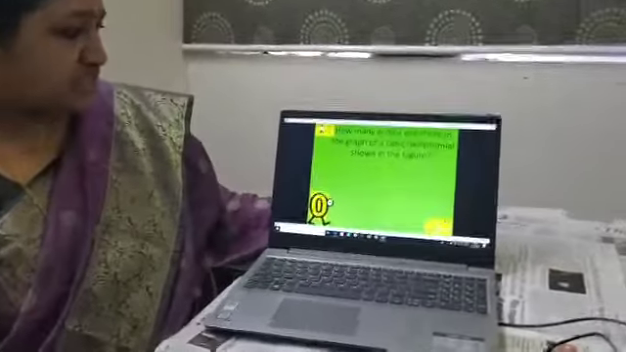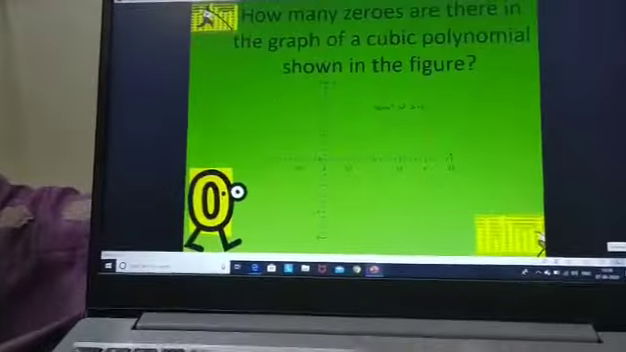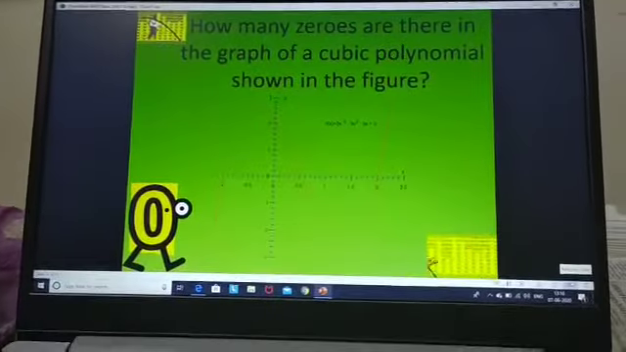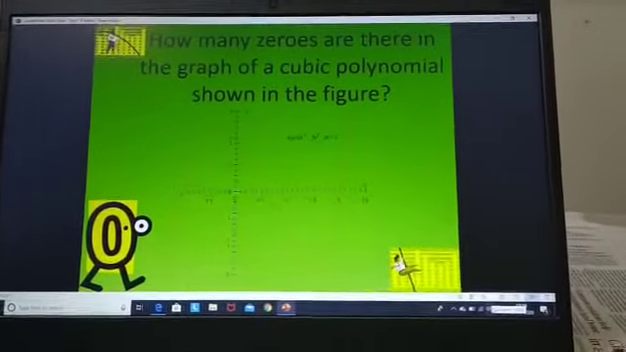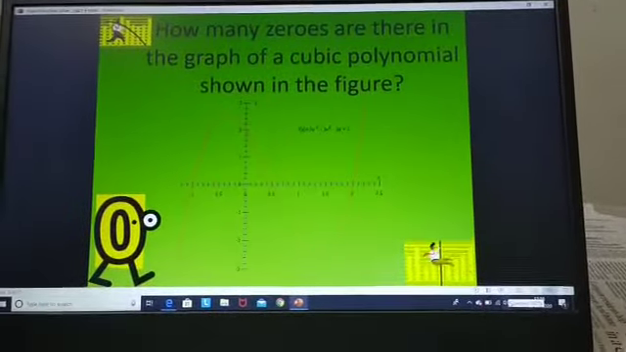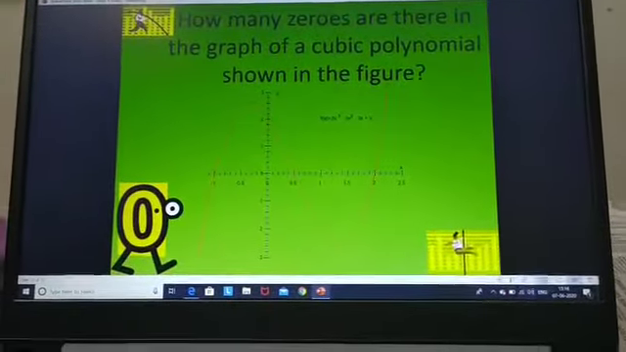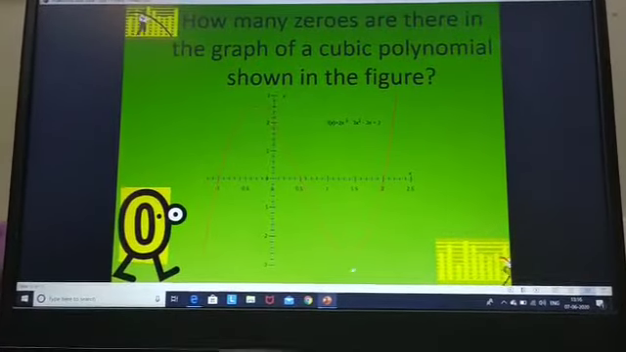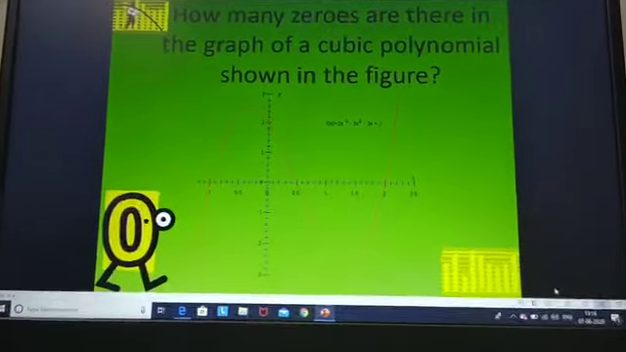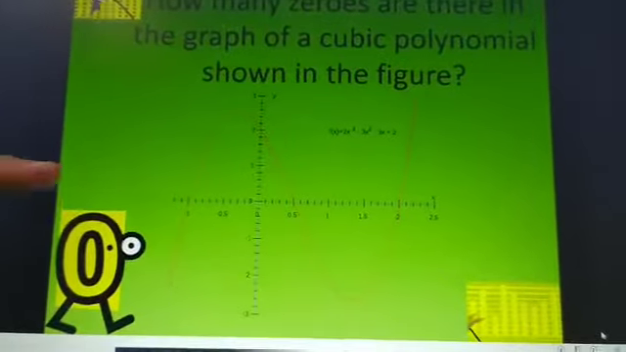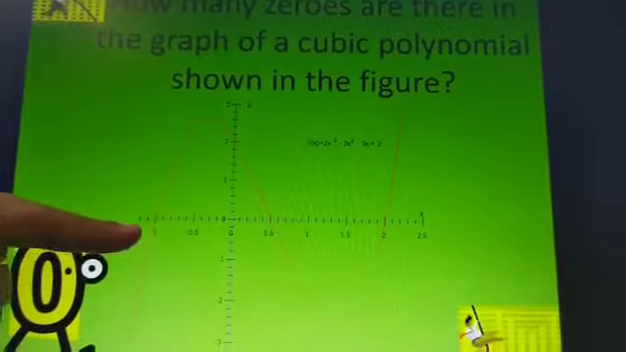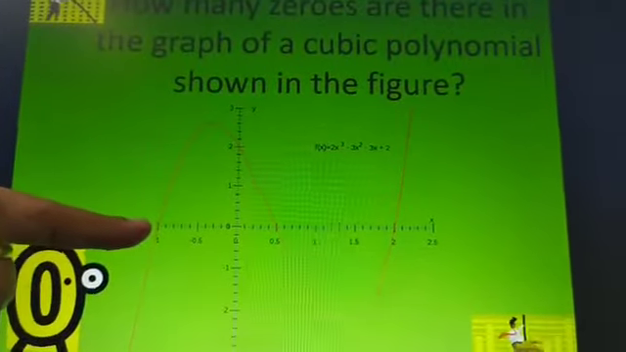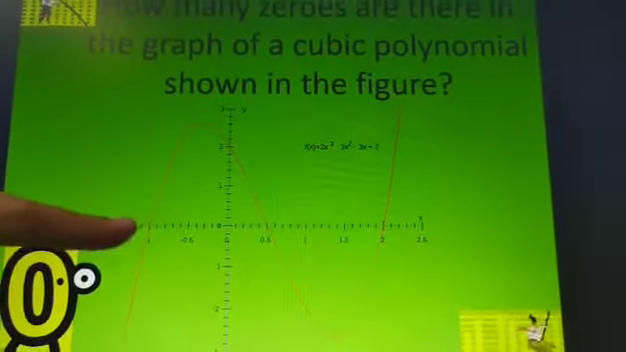Look into this question. How many zeros are there in the graph of a cubic polynomial shown in the figure? As you can see very clearly here, the x-axis direction stretches from minus infinity up to plus infinity. Towards the negative direction of the x-axis, you can see the graph touches at minus 1. So this is a coordinate where the point is (minus 1, 0).